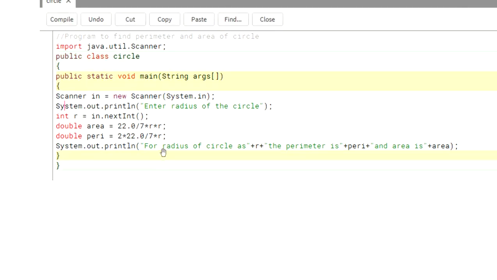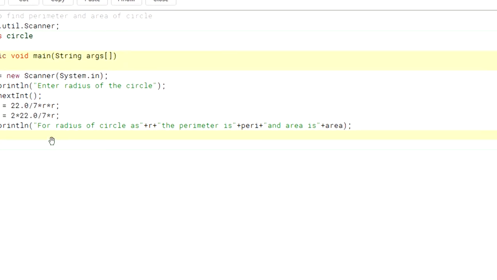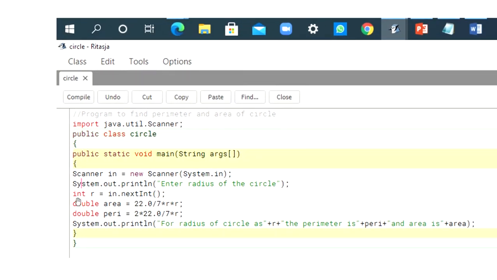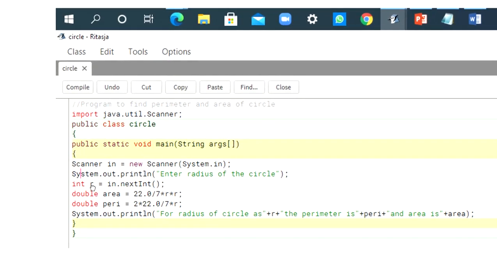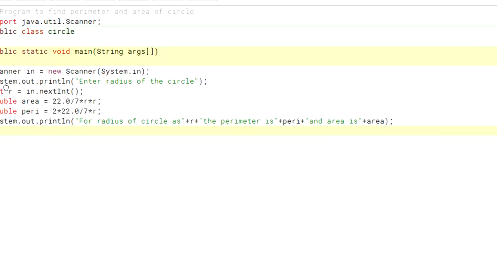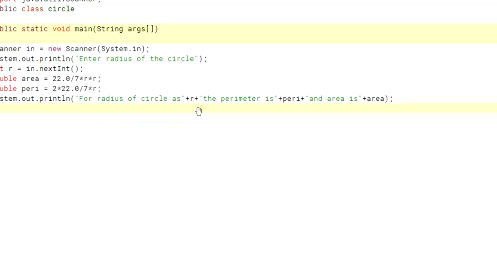Okay, so for "radius of circle as", look at our output screen. The green color signifies that whatever statement we input, it will print out. So it will print "for radius of circle as" plus r, what does that mean? The inputted r. We have written one r here. Can you see this? So it would input this r. It will display, for example, "for radius of circle as 5".